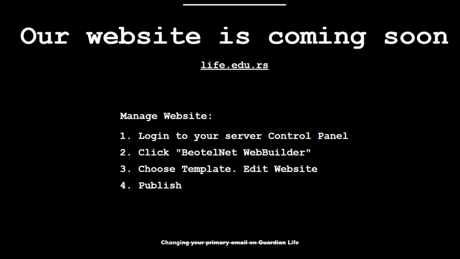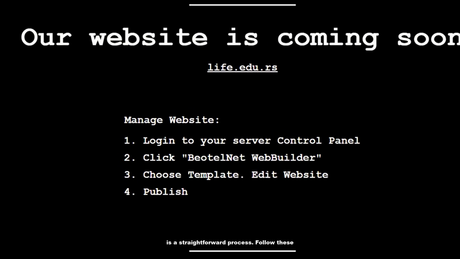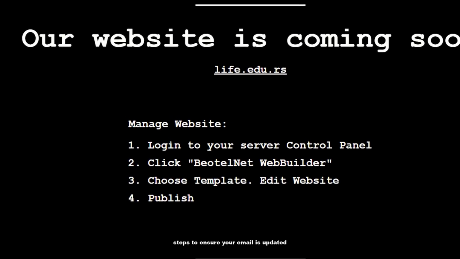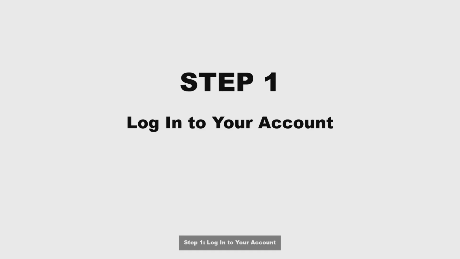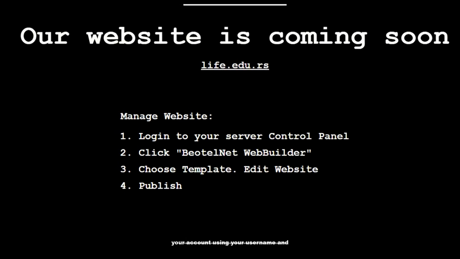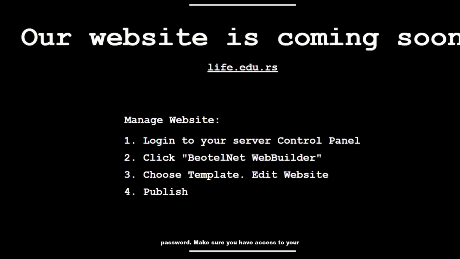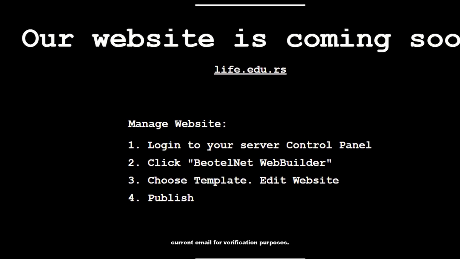Changing your primary email on Guardian Life is a straightforward process. Follow these steps to ensure your email is updated correctly. Step 1. Log into your account. Visit the Guardian Life website and log into your account using your username and password. Make sure you have access to your current email for verification purposes.